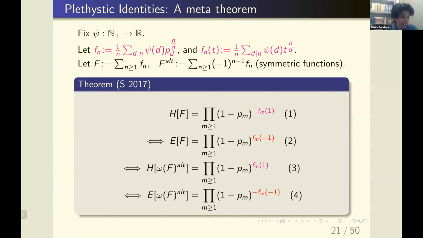So Fn of t is this polynomial. Okay, sorry, I jumped ahead. So Fn of 1 means substitute 1. So I'm taking the sum of all the psi of d's over d dividing n and dividing by n. Okay? So these exponents are actually integers.